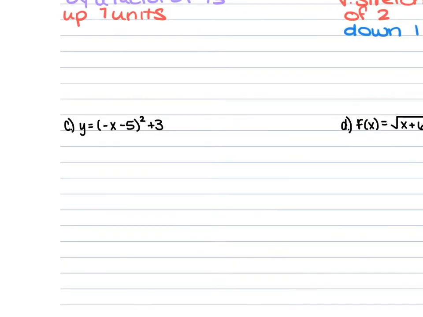For C, we have y is equal to parentheses negative x minus 5, close parentheses, raised to the second power plus 3. So we are now dealing with parentheses here. Anything that's happening inside the parentheses is happening horizontally, so side to side. So if we look at the negative that's in front of the x there, that negative is happening horizontally. If you're reflecting horizontally, you're crossing the y-axis. So this is going to be a reflection across the y-axis.